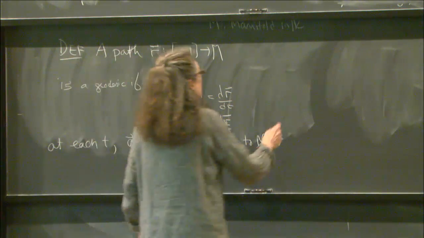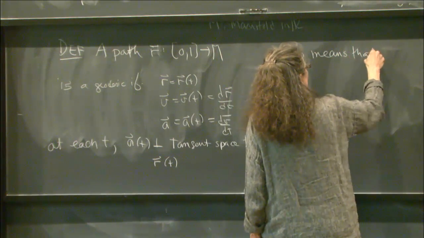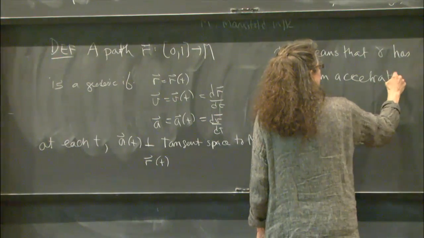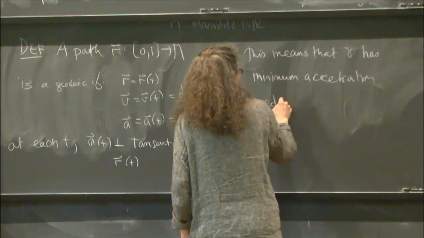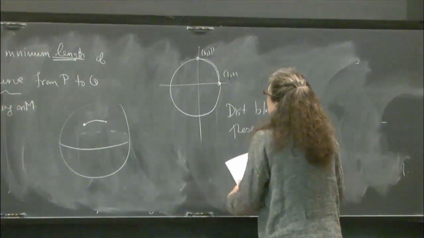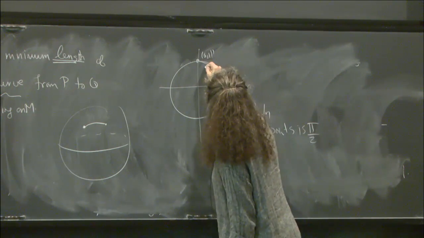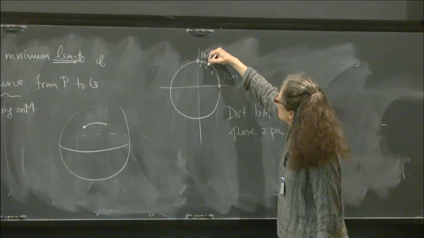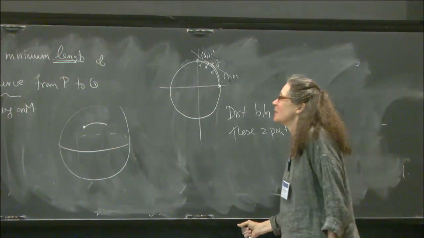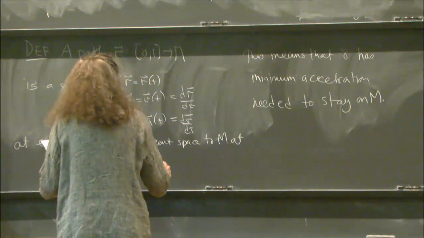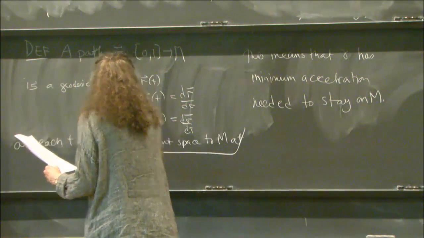So what does this mean? This means that gamma has the minimum acceleration needed to stay on the manifold. Okay, so if we have a picture of our path going along this curve, the acceleration here is pointed inward, right? The acceleration is perpendicular to the velocity vector at each point, and it's perpendicular to the manifold. The tangent space at this point looks like this, and the acceleration is perpendicular to that. That's the minimum acceleration to stay on the surface. So this condition should be called straightness. Let me just write down the condition: this condition here is called straightness.